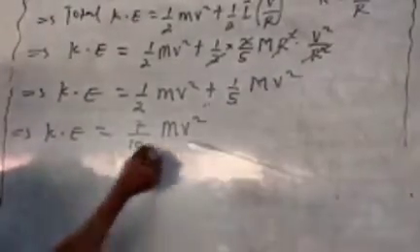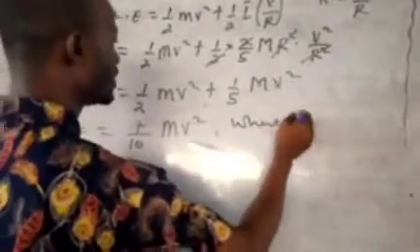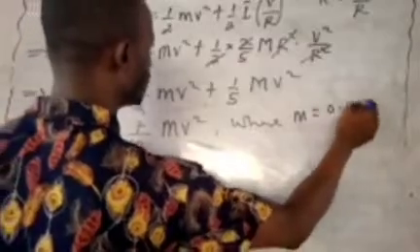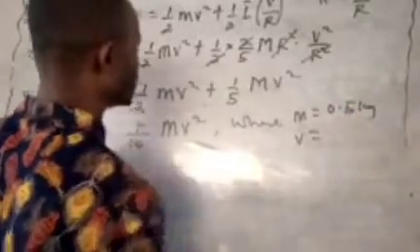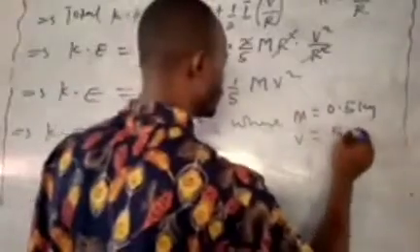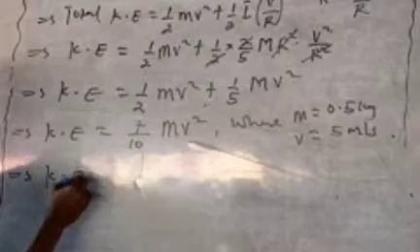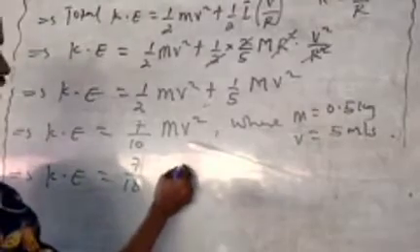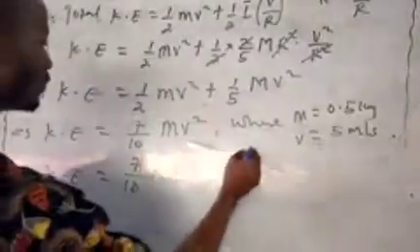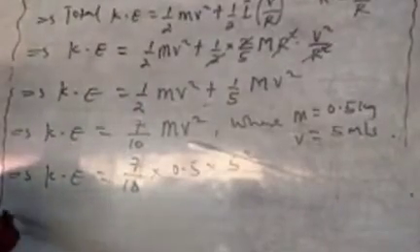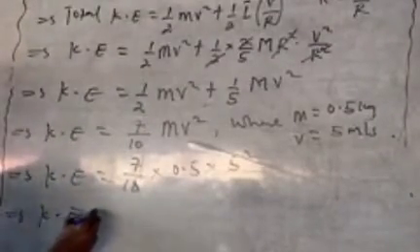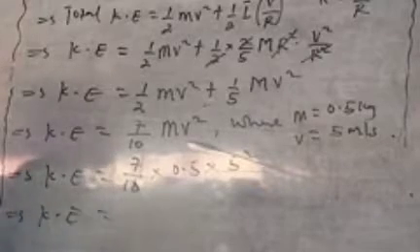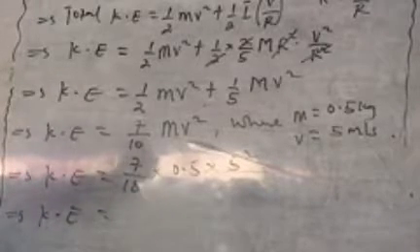So now, remember, we are given the mass from the question as 0.5 kg. And we are given our v as what? What was the velocity given? Okay, we have 5 meters per second. So therefore, the required kinetic energy of that particular sphere will be 7 upon 10 by the mass 0.5 by 5 squared. So if you resolve this properly, our kinetic energy will be equal to what?